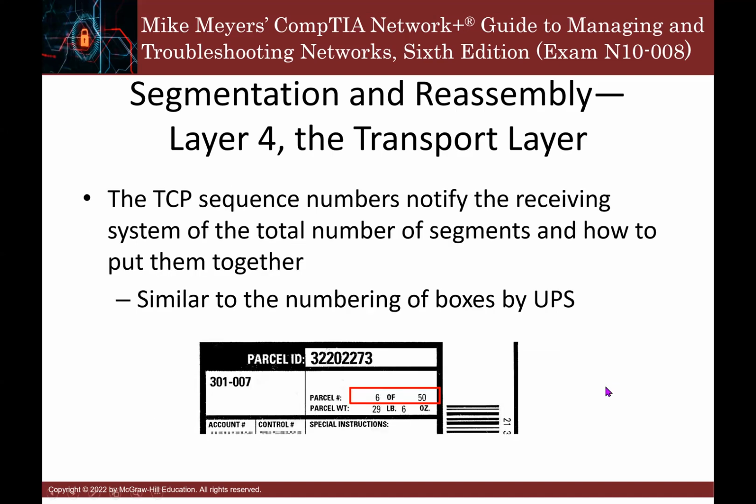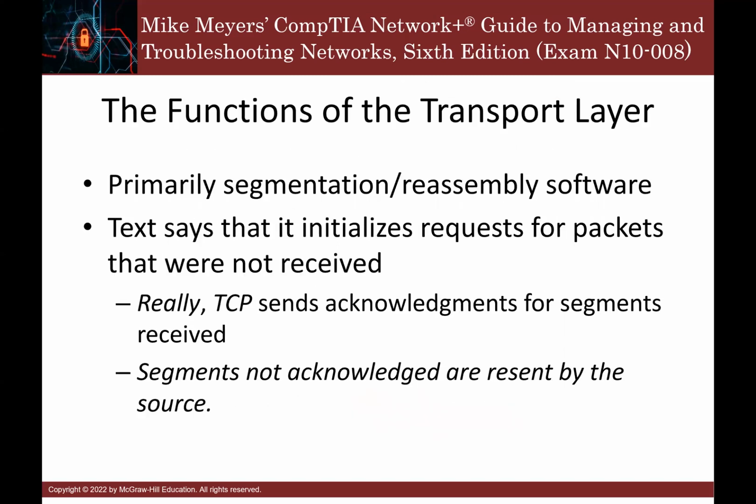All right, so back to TCP. The TCP sequence numbers notify the receiving system of the total number of segments and how to put them together. It's similar to the numbering of boxes by UPS. You see down here on the label, it's box 6 of 50. So if someone were receiving 50 boxes, they would wait until they got them all in and numbered and make sure they had everything before they passed them along. Okay, so the function of the transport layer is primarily the segmentation and then the reassembly of the data.